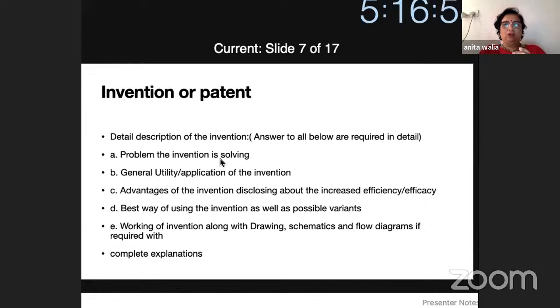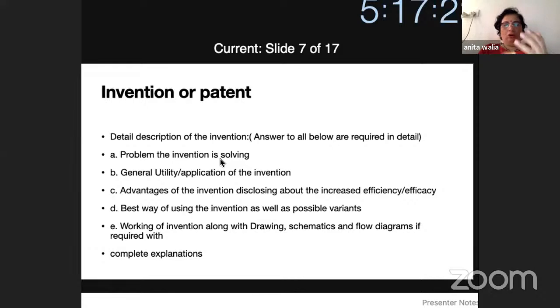So the problem in the invention is solving. Every time you're thinking of an invention, think about that. Is it going to solve any issue? Societal issues, technological issues, economical issues, business issues, problems. Is it going to solve that? General utility: what is the need and utility of that particular invention? Is it useful? If it is not useful, why should you use it?